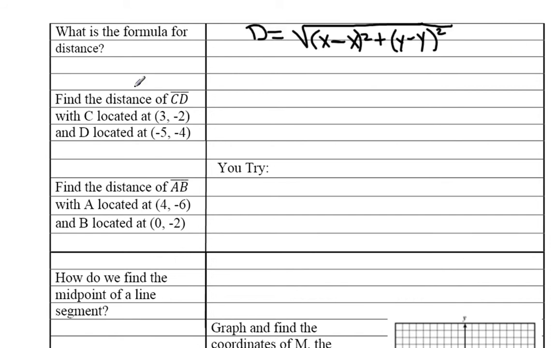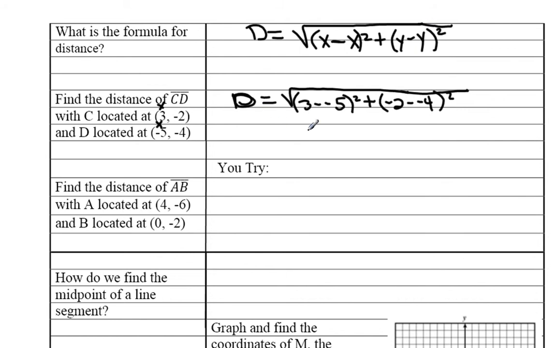So now let's try to find the distance of segment CD, with these coordinates using the distance formula. So we take the square root of x minus x. It doesn't matter which one you do. You could do negative 5 minus 3 or 3 minus negative 5. So we're going to do 3 minus negative 5 squared plus y minus y, negative 2 minus negative 4 squared.